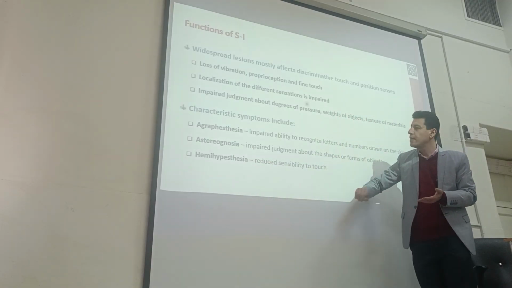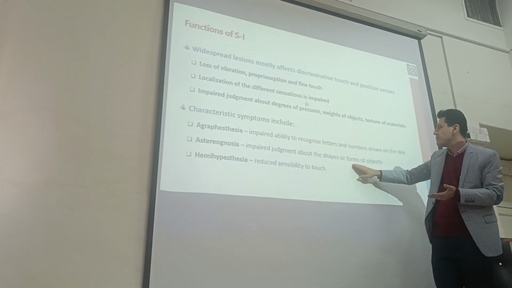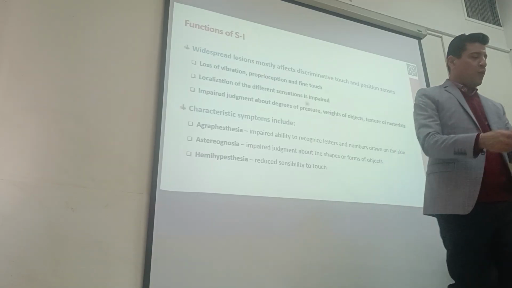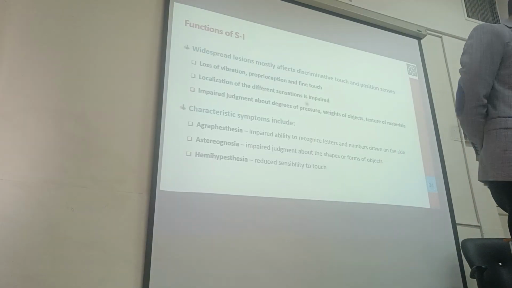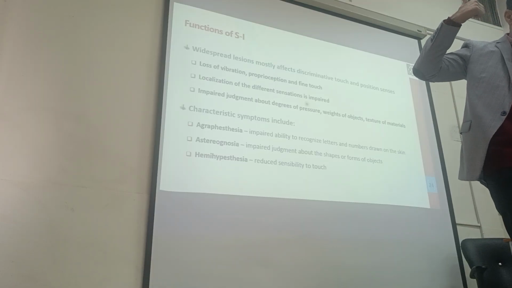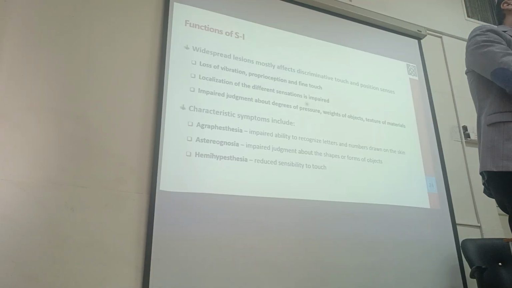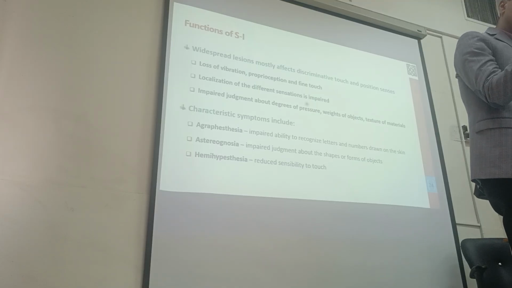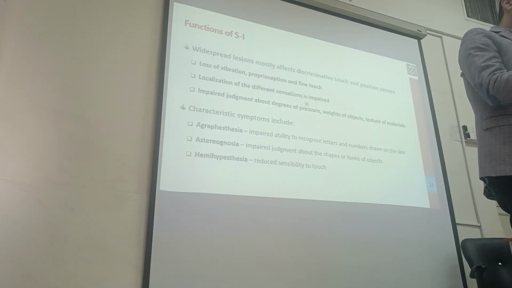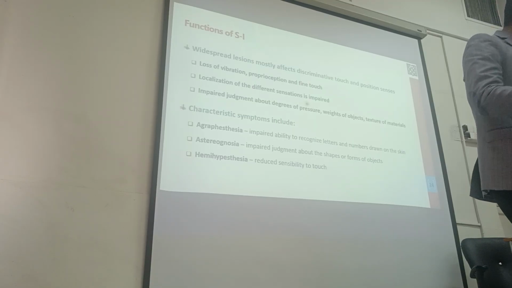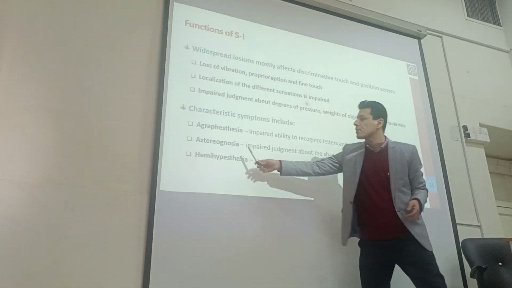Astereognosis is impaired judgment about the shape or form of objects. You maybe put this in the hand of the patient without somatosensory area 1. The patient touches this, and they don't know what it is. Okay? They can feel something in the hand, but they don't know what the object is. Okay? So we call this astereognosis.